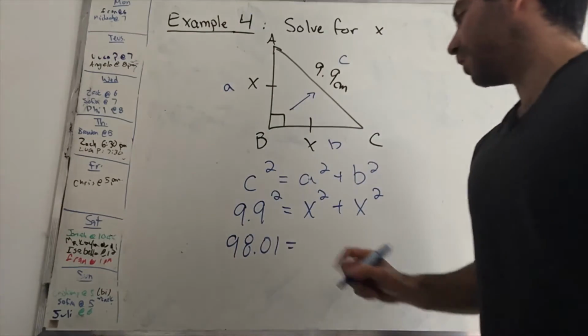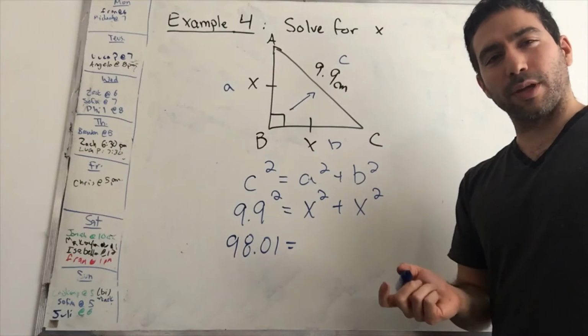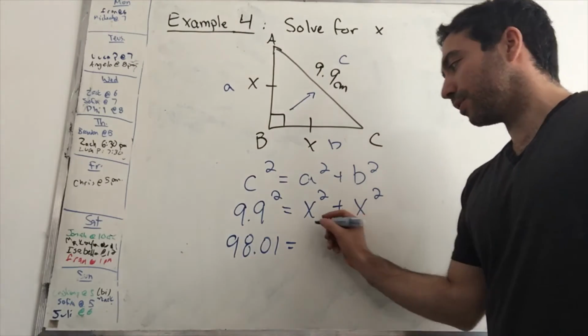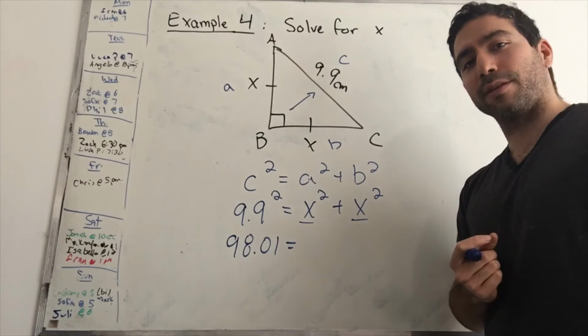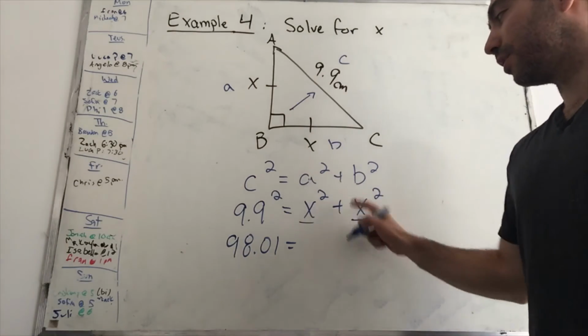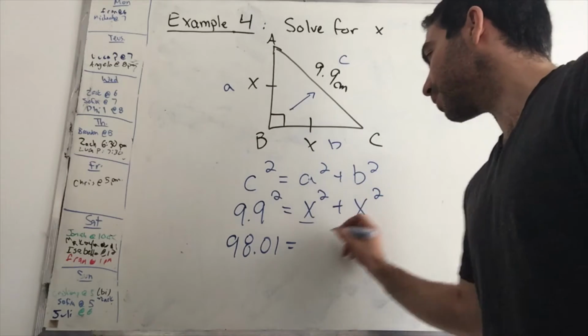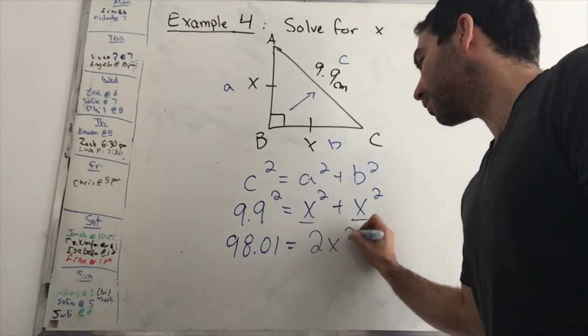98.01. And x squared plus x squared, how do we do that? Well, x squared, they're common terms. So we could group them, we could add them together. We can combine like terms. So in essence, x squared plus x squared is 2x squared.